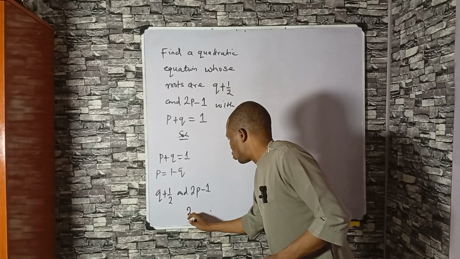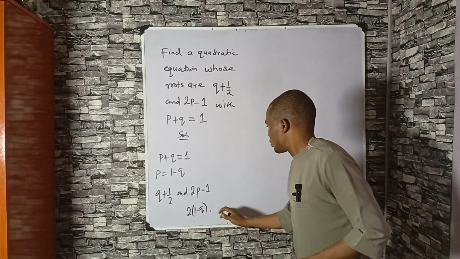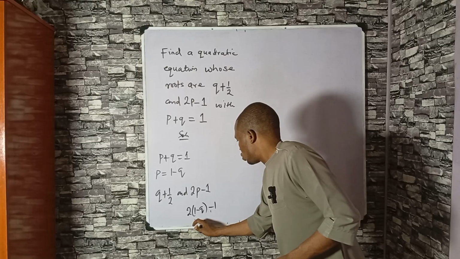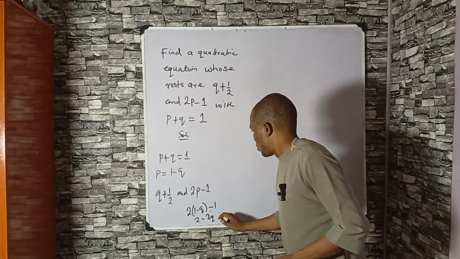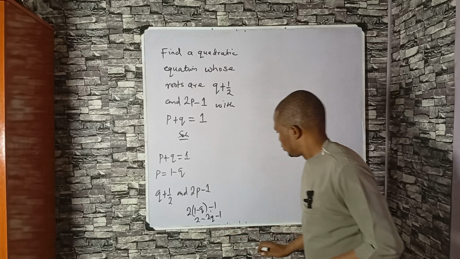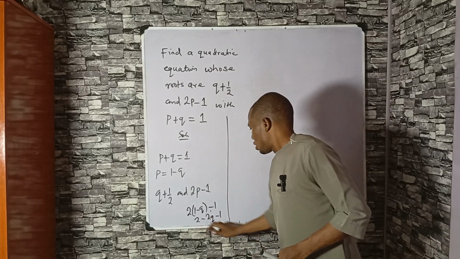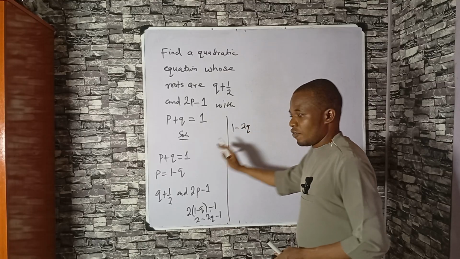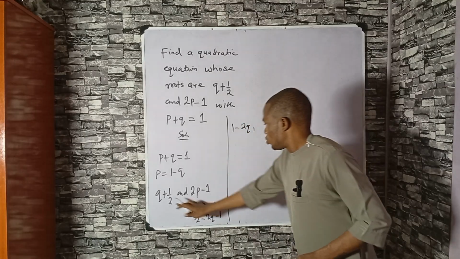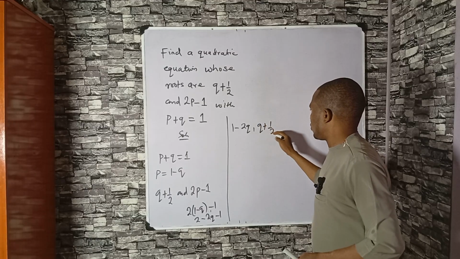So we have 2 into (1 minus Q) minus 1. That will be 2 minus 2Q minus 1. So 2 minus 1, that's 1. So 1 minus 2Q is the first root. The second root is this one, Q plus a half.